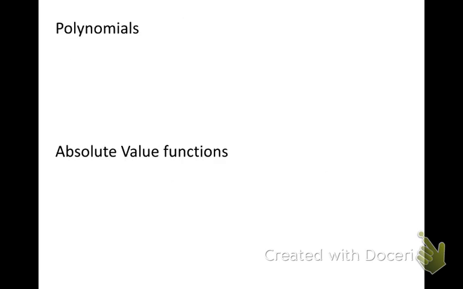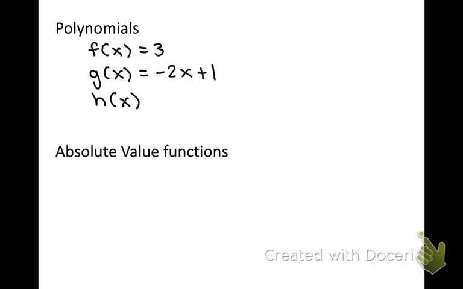All right, so polynomials. A few examples of polynomials: we might keep it simple and just say f of x equals 3. We could have g of x equals negative 2x plus 1. Another example might be h of x equals x squared minus x minus 5. Anytime we have a polynomial, we are going to find that our domain is all real numbers.